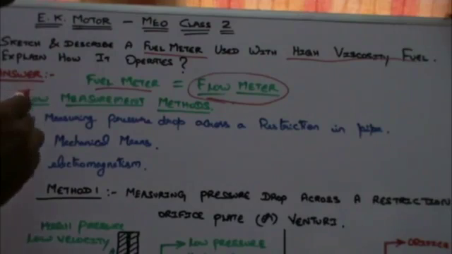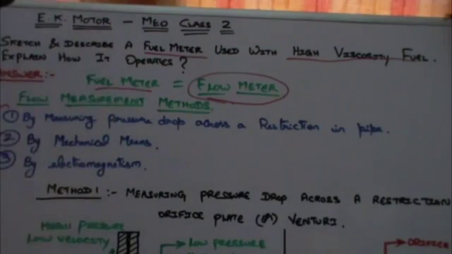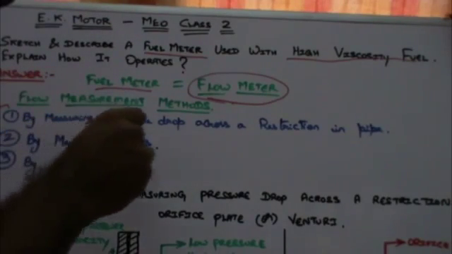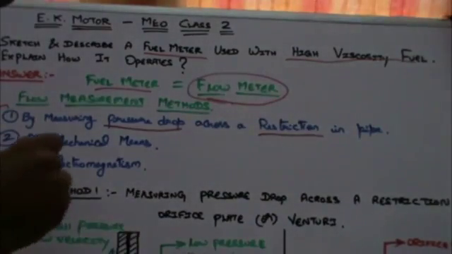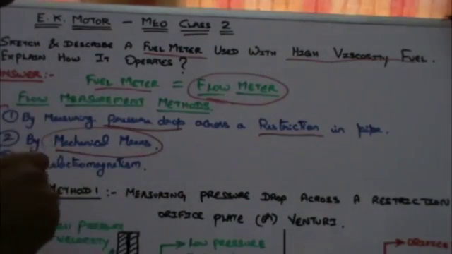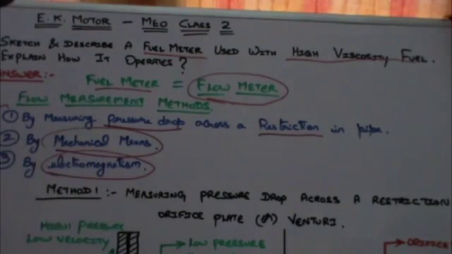Now let's see the flow measurement methods. There are three basic methods of flow measurement. Number one, by measuring the pressure drop across the restriction in a pipe. Number two, by mechanical means. And number three, the recent electromagnetic types.